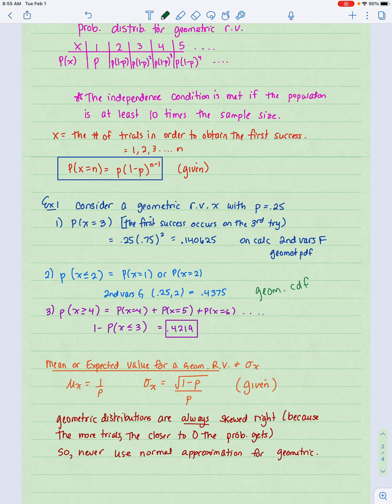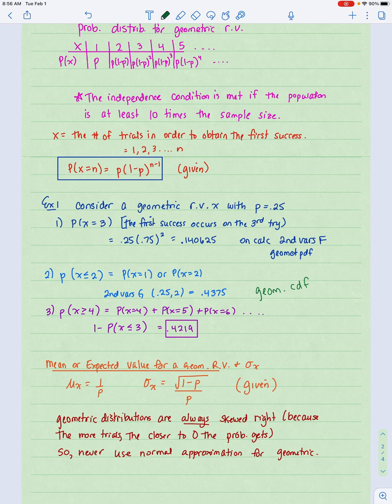For binomial, you're doing something a certain number of trials and you could get 0 successes. But for this, it has to be a success. It has to be either 1 or more because you're looking for the first success. So it can't ever be 0. So when you do geometric CDF, you can do it on the calculator. If you did this with the formula, you'd have to plug in 1 and 2 and then add them together.